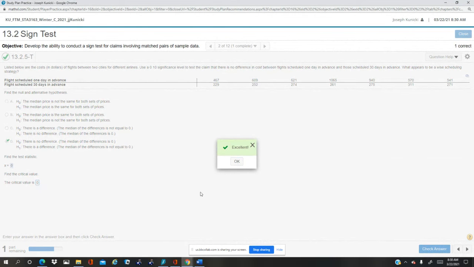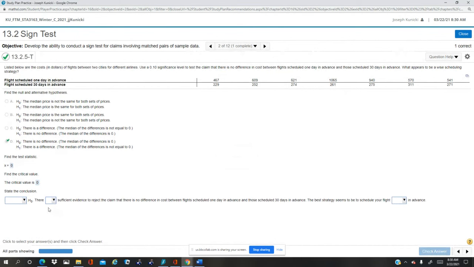So if the critical value is 0 and the test statistic is 0, then I'm going to reject the null hypothesis. There is sufficient evidence that there is a difference. In other words, there's sufficient evidence to reject the claim that there is no difference. And since they're all positive, that means the second ones are all smaller. So the 30 days in advance is better.